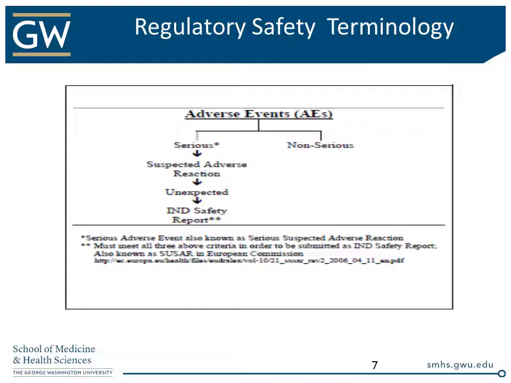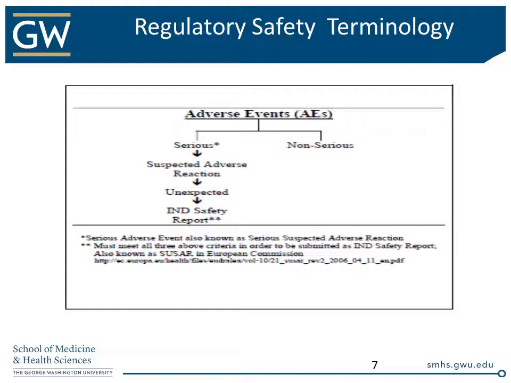An adverse event or suspected adverse reaction is considered serious if, in the view of either the investigator or sponsor, it results in any of the following outcomes: death, a life-threatening adverse event, inpatient hospitalization or prolongation of existing hospitalization, a persistent or significant incapacity or substantial disruption of the ability to conduct normal life functions, or a congenital anomaly or birth defect.